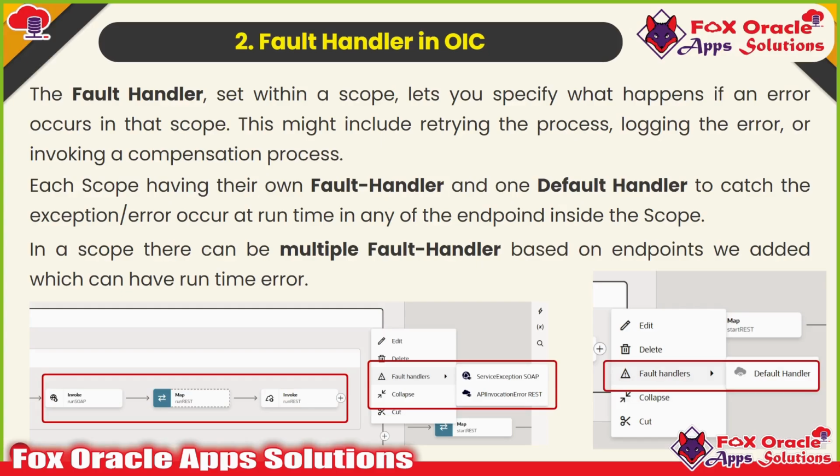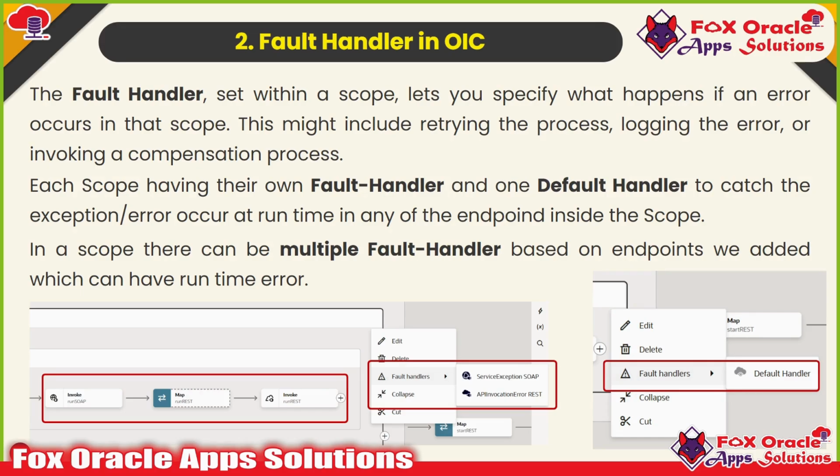If we get any error in OIC and we have configured the fault handler, control of OIC will move to the fault handler, and whatever logic we add inside the fault handler will execute, and after that the integration process will move further. It's not that if we got an error the integration will stop. If we don't want to stop our integration whenever we get an error, and we want to process some other task in case of error, that's why we have the concept of the fault handler.